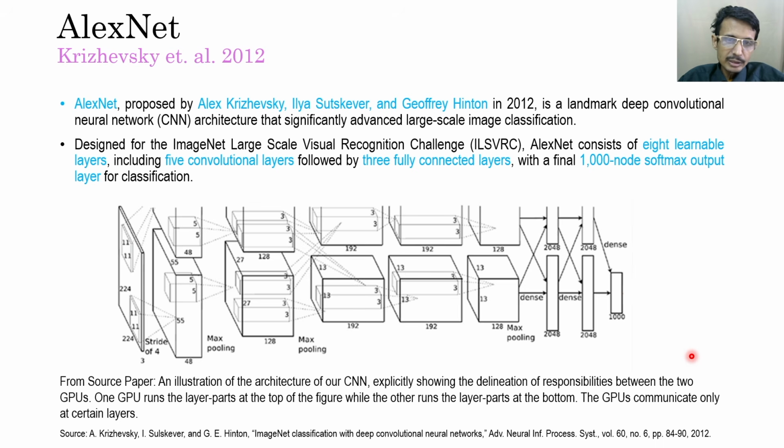On a single GPU, it can't be trained. So 2 GPUs are used. One GPU runs the layer parts at the top of the figure, as we have seen here, and the other GPU runs the layer parts at the bottom. And at certain layers, the GPUs communicate. That's why this is the actual architecture given in the source paper, this very phenomenal work.